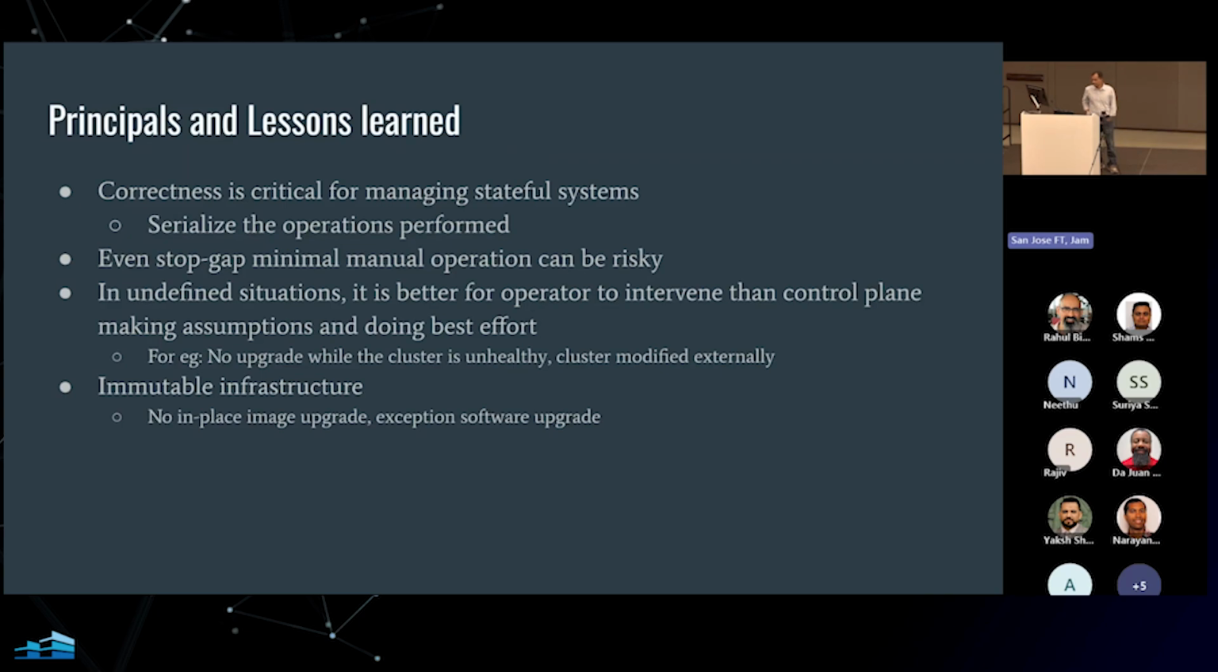Some of the principles and lessons learned: the first is that correctness is super critical for managing stateful systems. Any mistake here will lead to data loss, and I think of the control plane as the keys to the kingdom. It's more powerful than the data plane in many areas. So if there is a mistake, you can lose data. To that extent, we do a set of things. For example, we serialize the operations that we do on the cluster. As much as possible, we don't do a software upgrade and a hardware upgrade, or a knob change and a software upgrade, simultaneously.